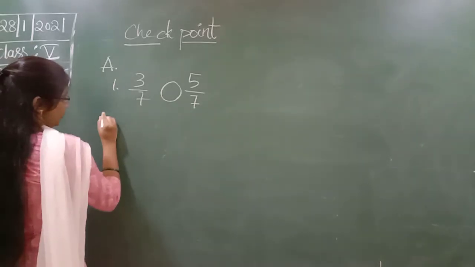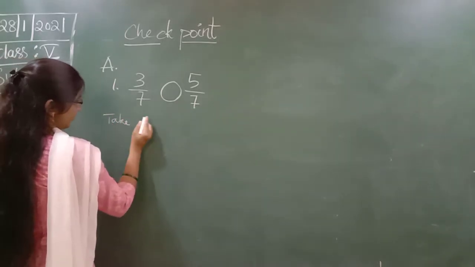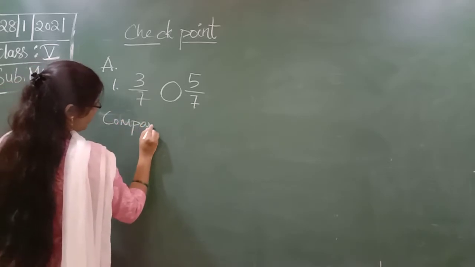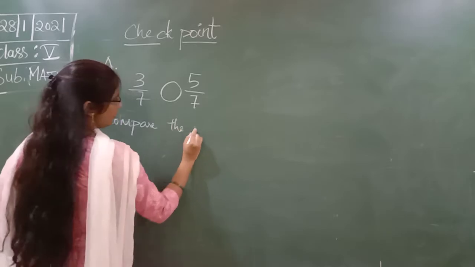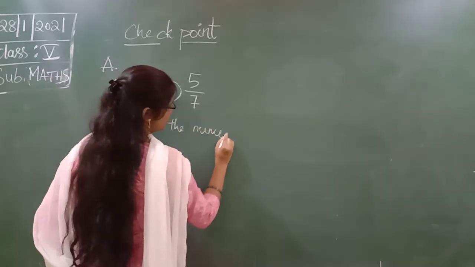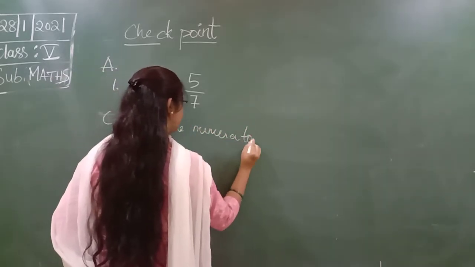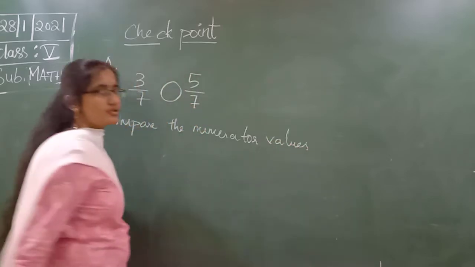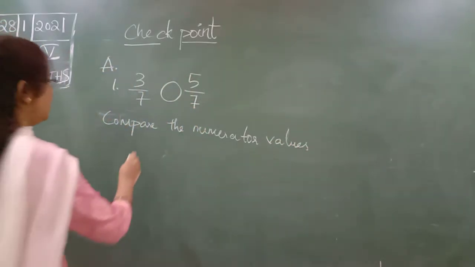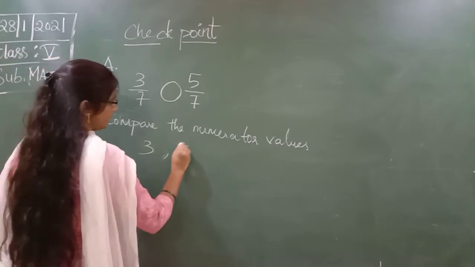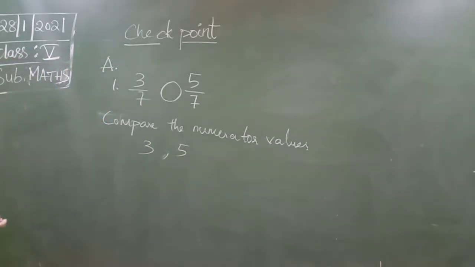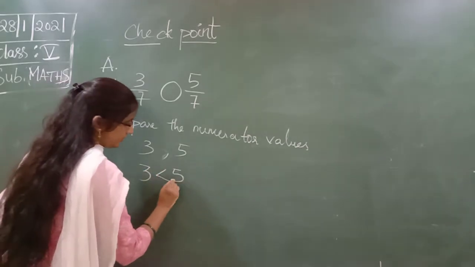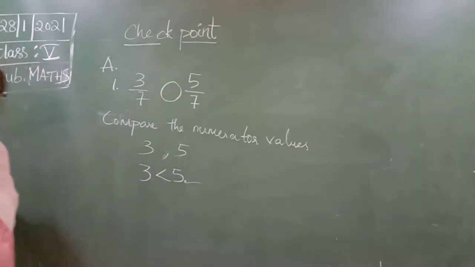We have to take the numerators. Compare the numerator values. What are the numerator values? 3, 5. So which one is greater? 3 is less than 5. 3 is less than 5, right?